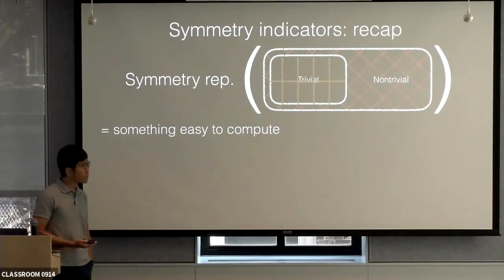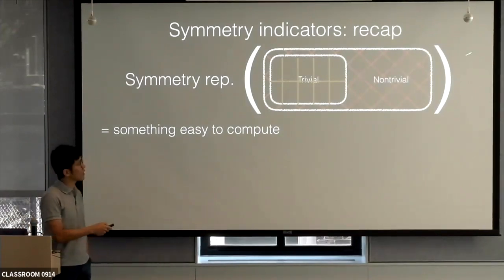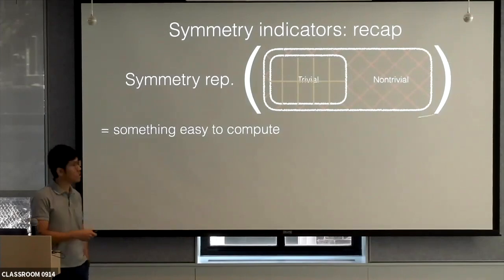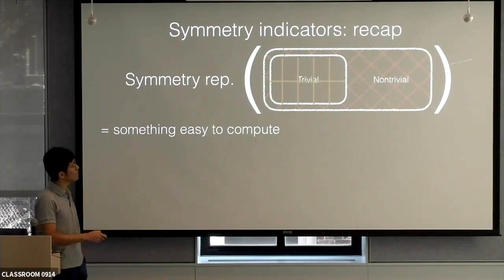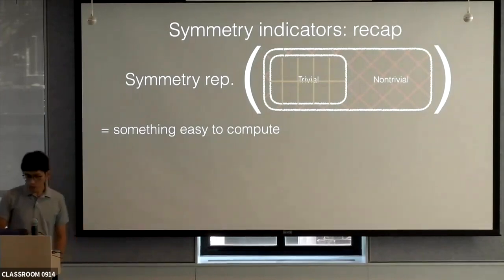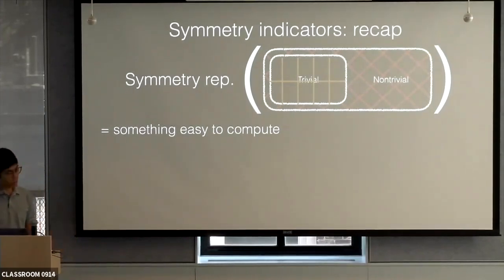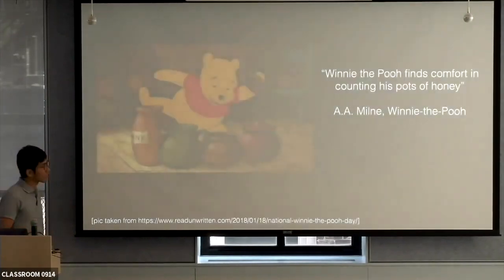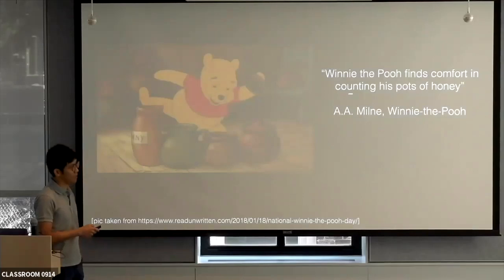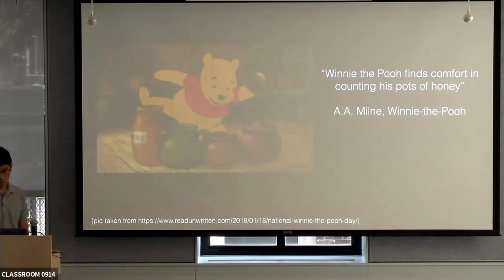The idea of symmetry indicators is to say that for this kind of picture, if you restrict your information to only the symmetry representation, then it becomes very easy to understand the structure of this diagram. Because it's a weekend, we can be a little more lighthearted, so we'll consult Winnie the Pooh on how to do these things that are claimed to be easy to compute. All we are going to do is to count. Even Winnie the Pooh knows how to do it. And the counting works this way.